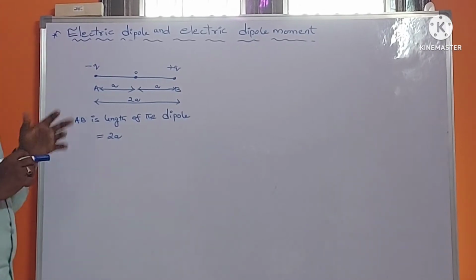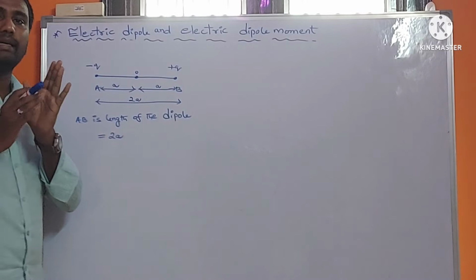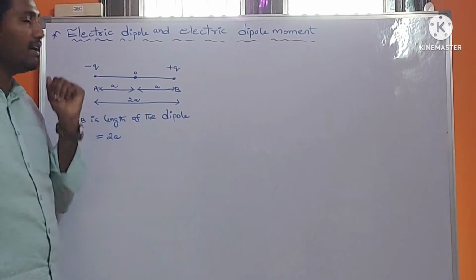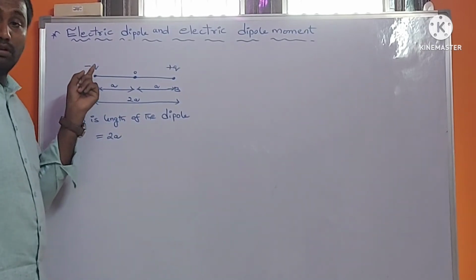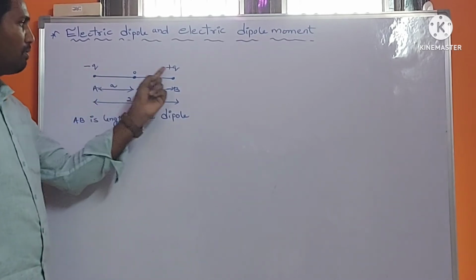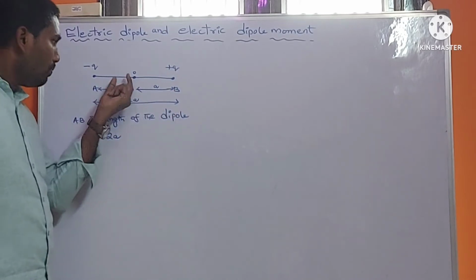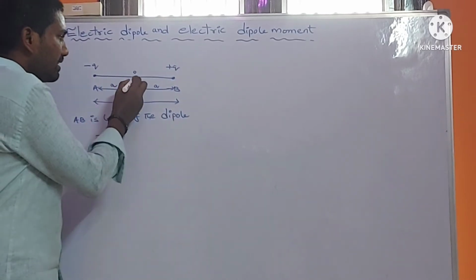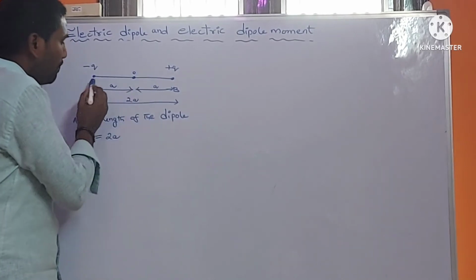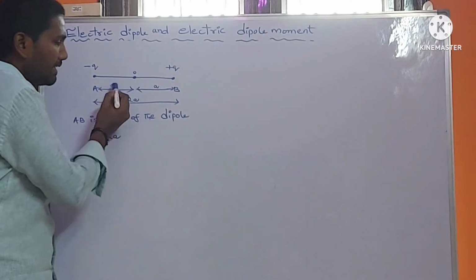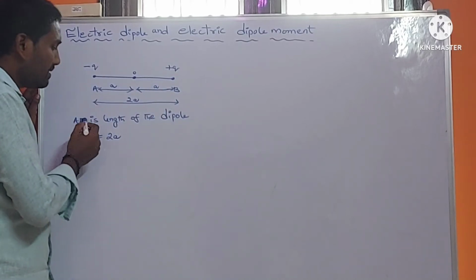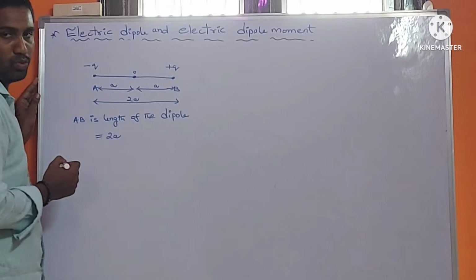Now, all of you understand what an electric dipole means. If any two charges are separated by a finite distance, it is called an electric dipole. The electric dipole consists of two charges, the negative charge placed at A and the positive charge placed at B. The origin is taken as O. The distance from A to O is a, and from O to B is a. The total AB, the length of the dipole, is equal to 2a.